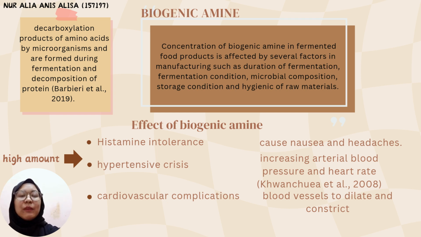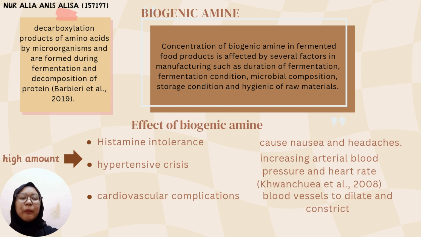Meanwhile, hypertensive crises occur when tyramine promotes the efflux of catecholamines from the sympathetic nerves and the adrenal medulla, increasing arterial blood pressure and heart rate by peripheral vasoconstriction. Cardiovascular complications occur due to high amounts of putrescine and cadaverine, which cause blood vessels to dilate and constrict.